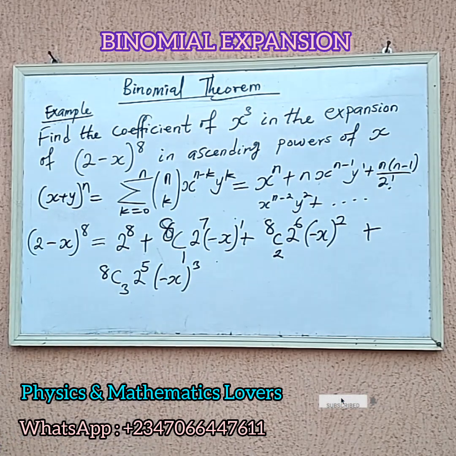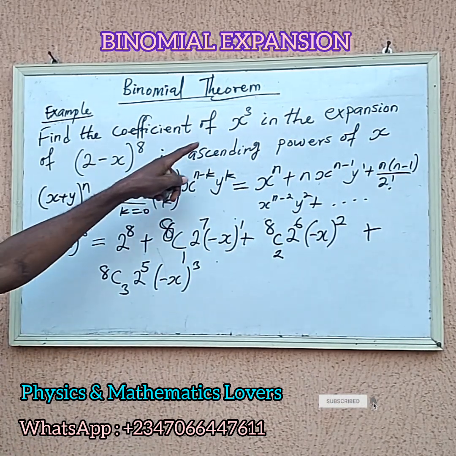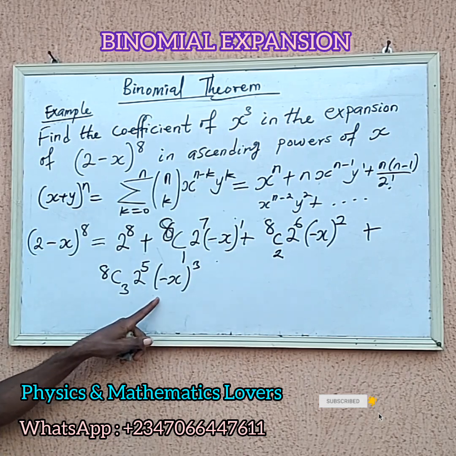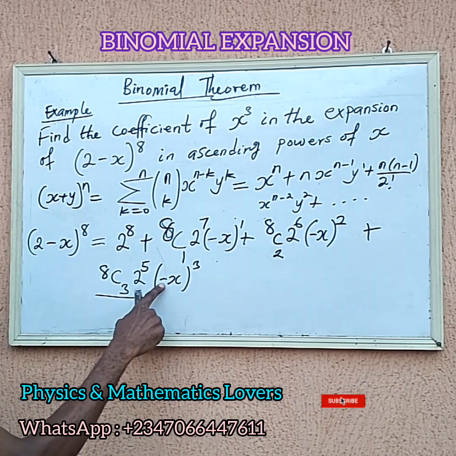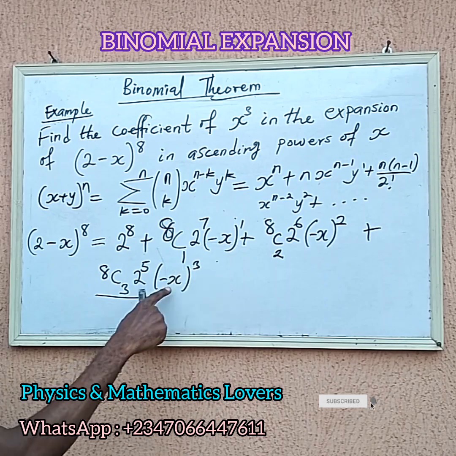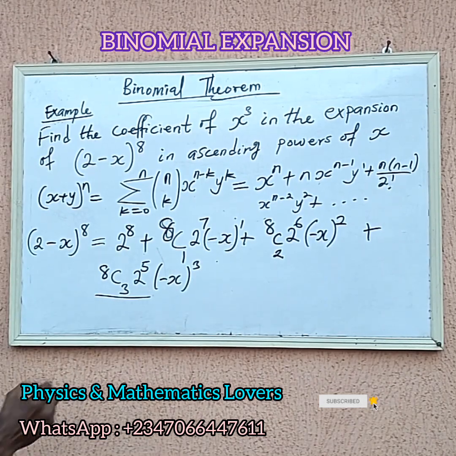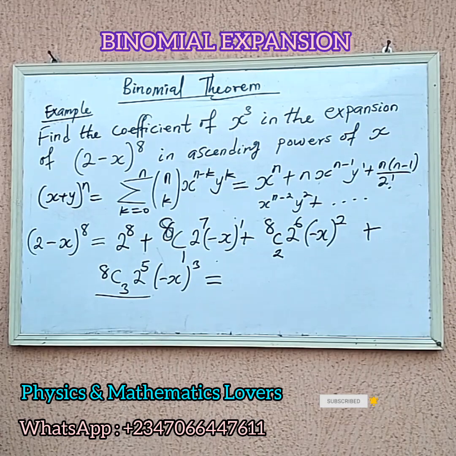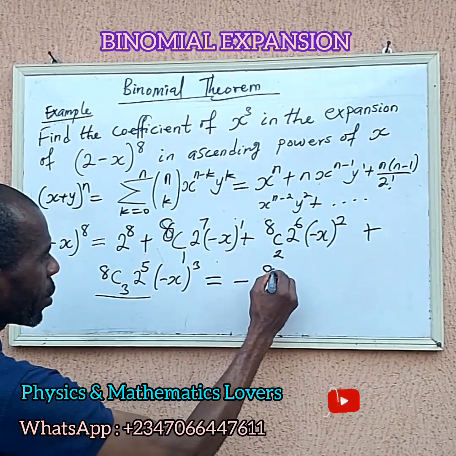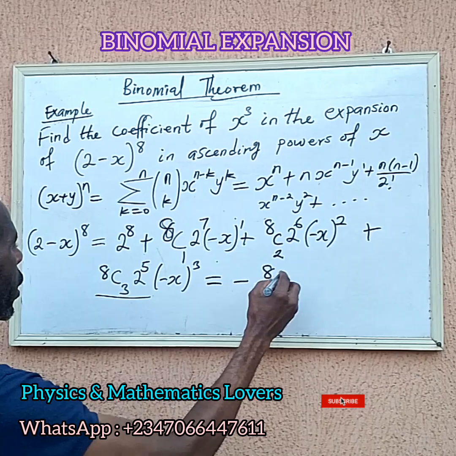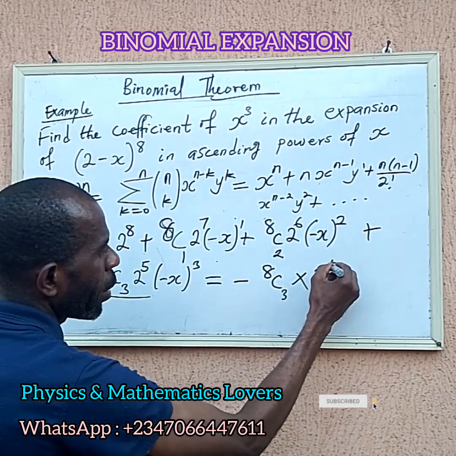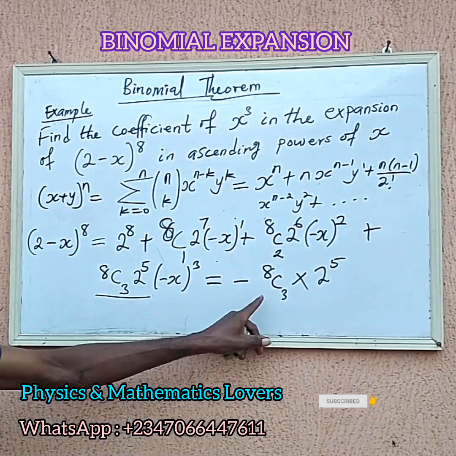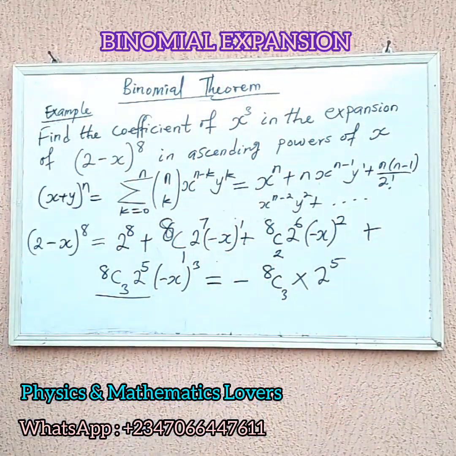Now, the question says we should find the coefficient of x raised to power 3, so we are going to stop here. What we are considering is this coefficient. Let us determine it. The coefficient here has a negative sign because minus x raised to power 3 gives a negative sign, which means the coefficient we want is minus 8 combination 3, multiplying 2 raised to power 5. Of course, we know what 8 combination 3 is, so let us work it out.